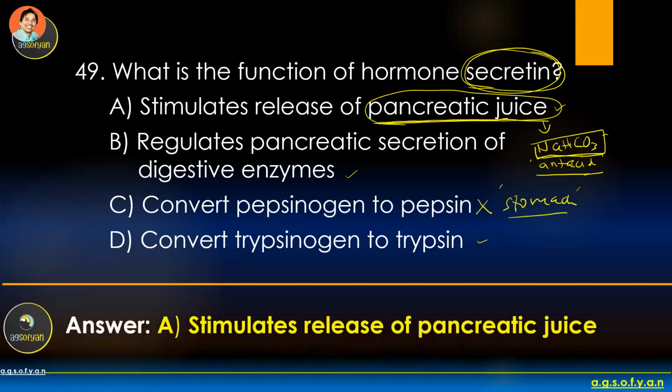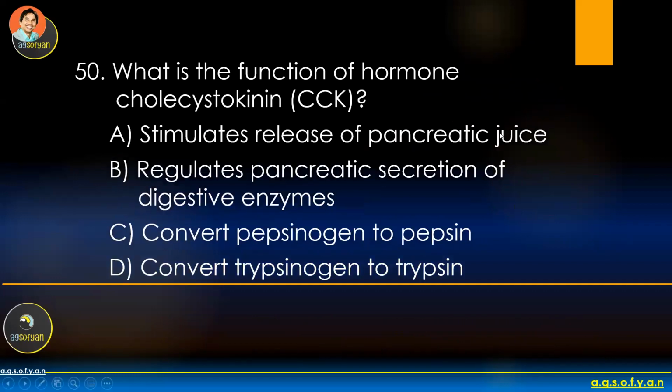Okay, so this makes sense that the food that enter into the small intestine carry acid, and then small intestine will produce secretin to stimulate the pancreatic juice. What is the function of hormone called cholecystokinin, CCK, A, B, C, or D?